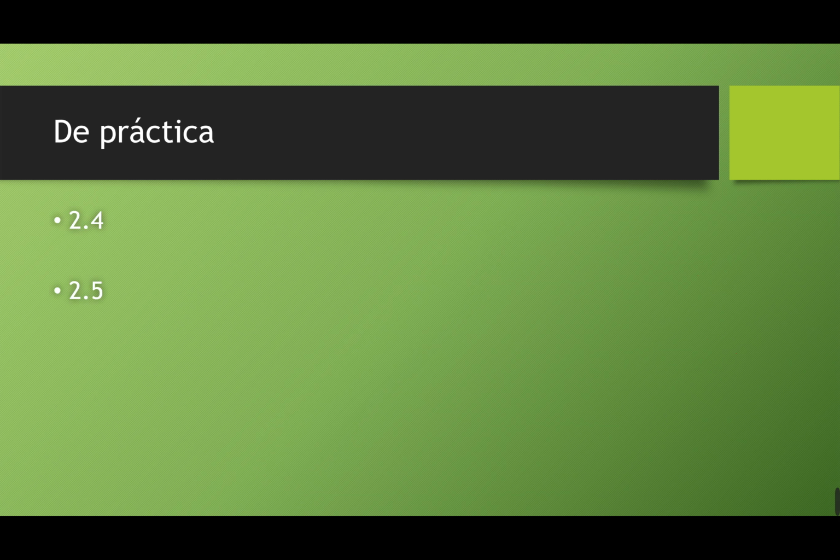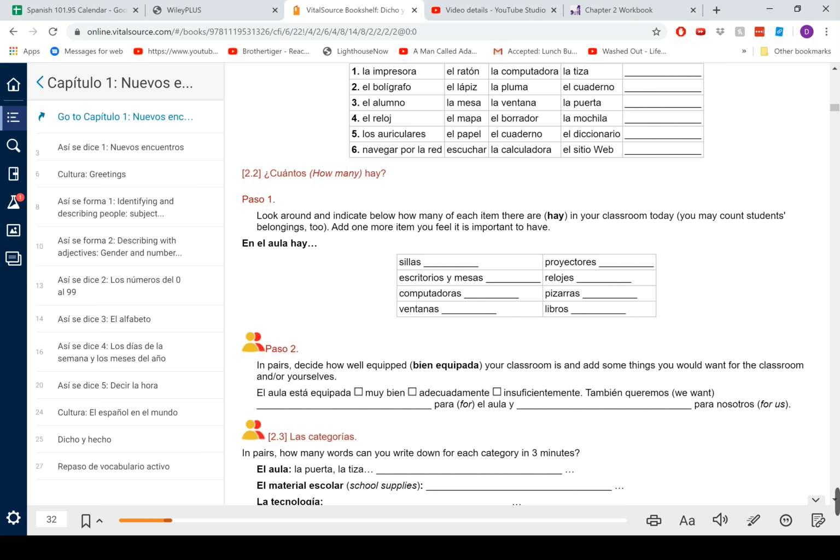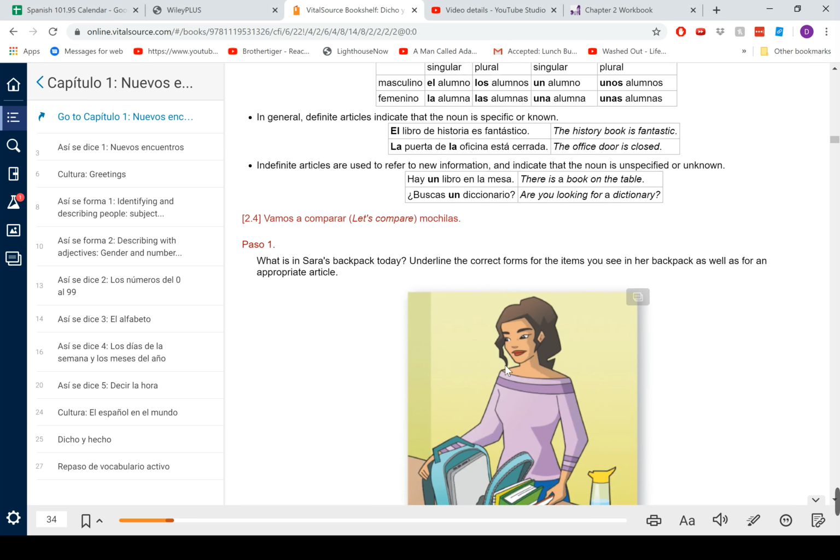De práctica, vamos a hacer 2.4 y 2.5. Esto va a ser muy fácil. So 2.4, let me get back to my textbook. Here we go.